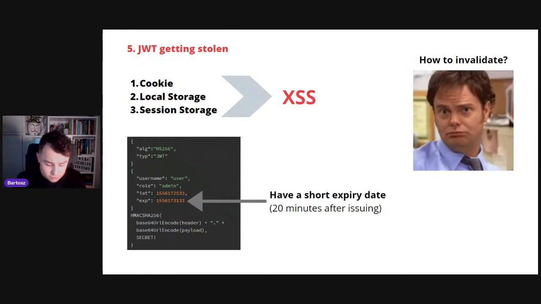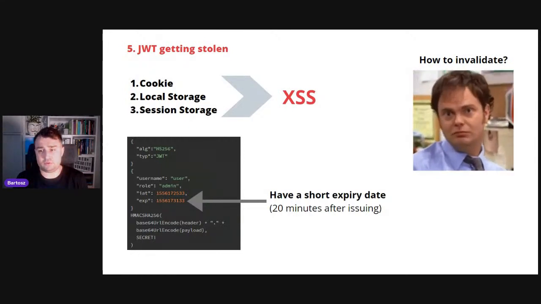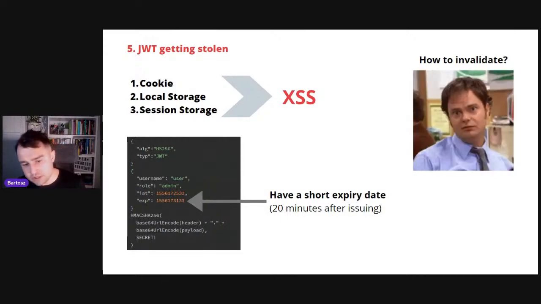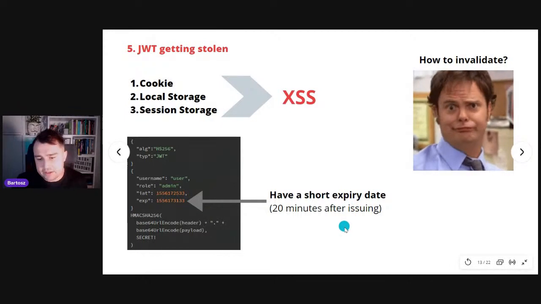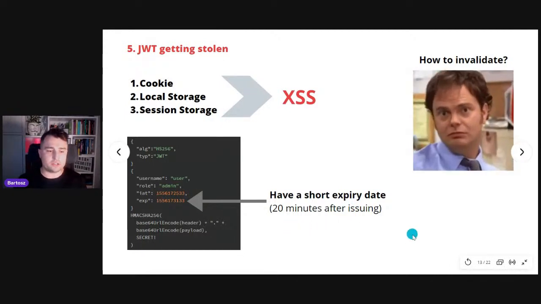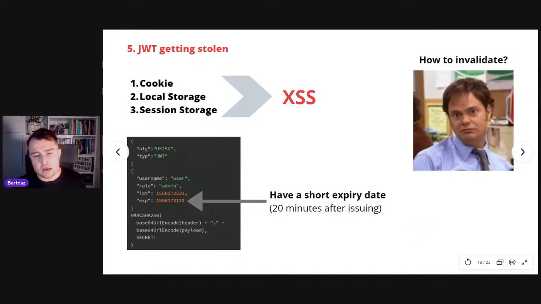But a pure stateless token just has an expiry date, and one of the recommendations is to have a short expiry, like 20 minutes after issuing. After that, this token should be considered invalid.